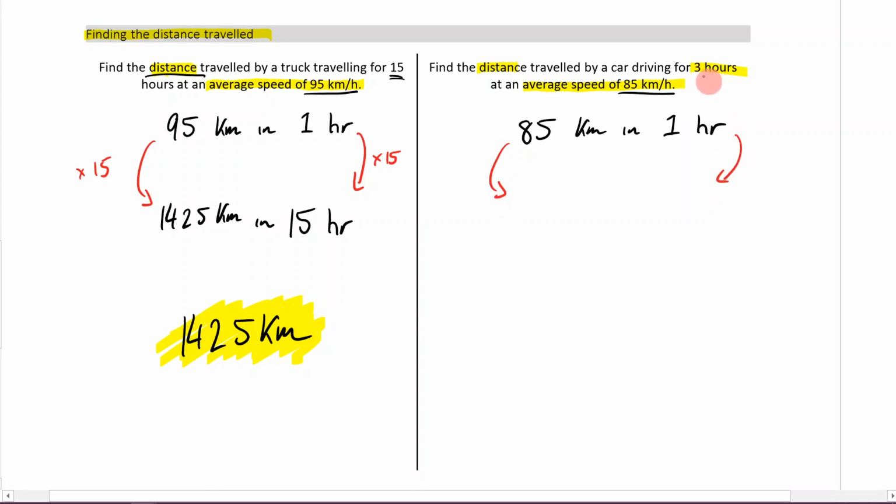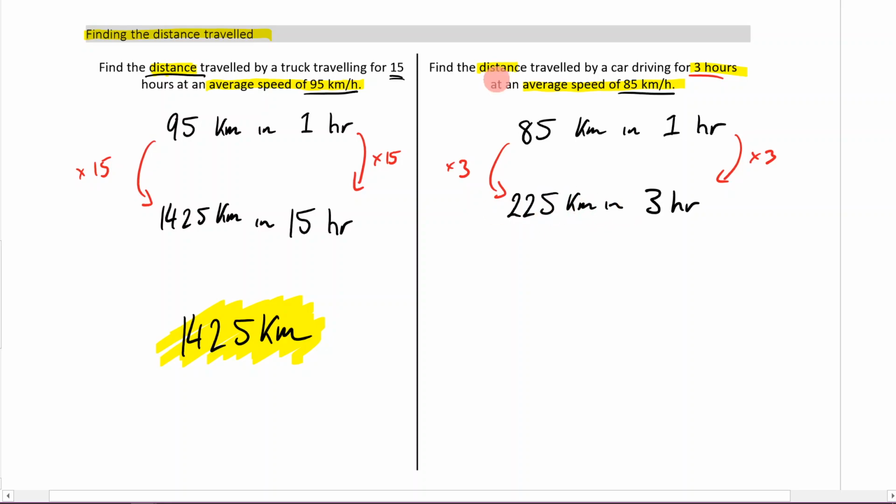Then the next thing that you're going to do is you're going to say, hey, I now need 3 hours. So not 1 hour, 3. So this has to be 3 hours. How do I go from 1 to 3? I times by 3. You can use your calculator here. So what's 85 times 3 is 225. 225 kilometers in 3 hours.